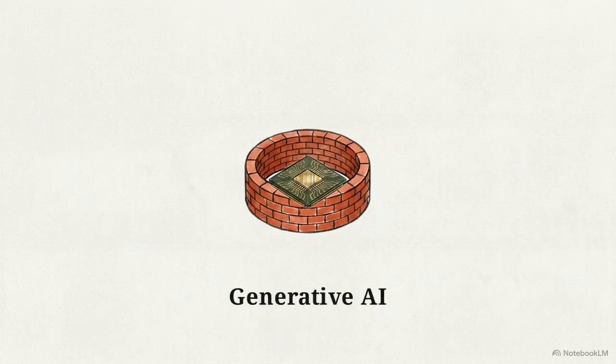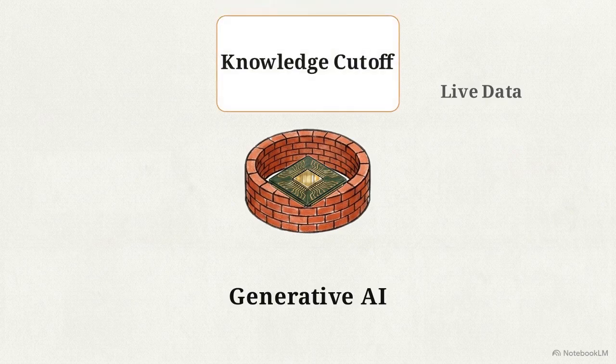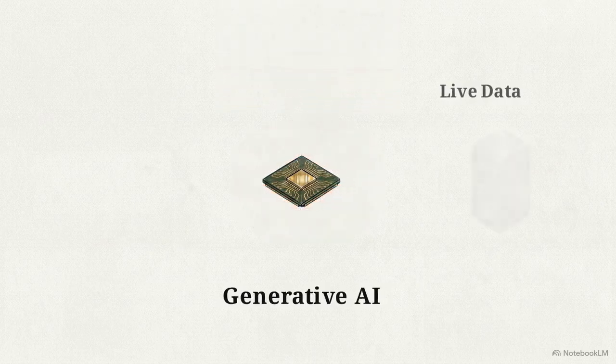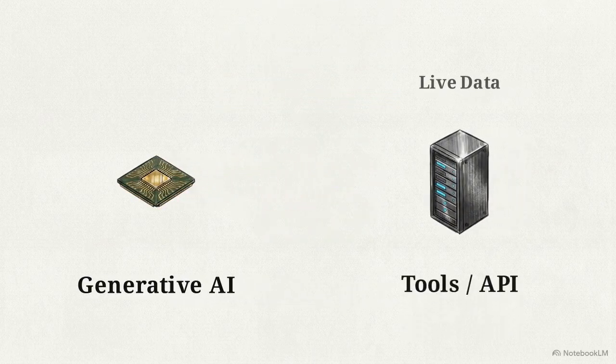We start with the baseline, generative AI. Conceptually, this is a standalone large language model operating entirely on pre-trained computational weights within a strictly isolated environment. This isolation enforces a hard limit. Any real-time information, represented by this live data stream, simply bounces off. The model cannot process information generated after its initial training phase.